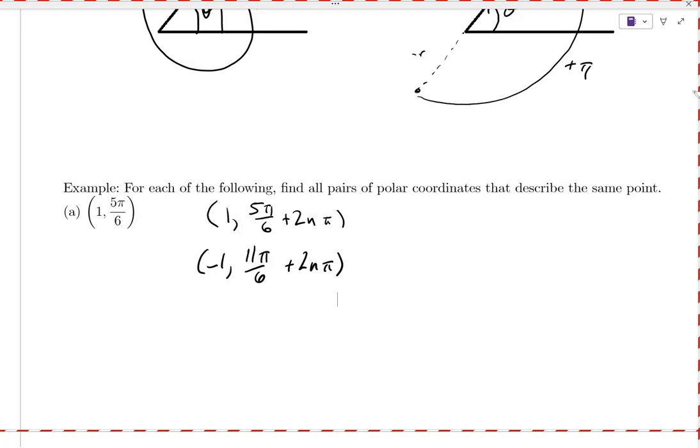We've talked about coterminal angles. It's been a while, but we've talked about coterminal angles before, right? Basically, that's all we're doing here, is just coterminal angles.